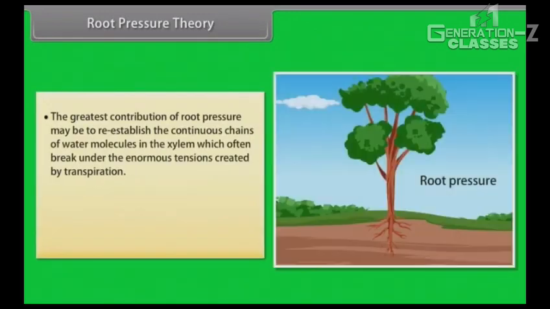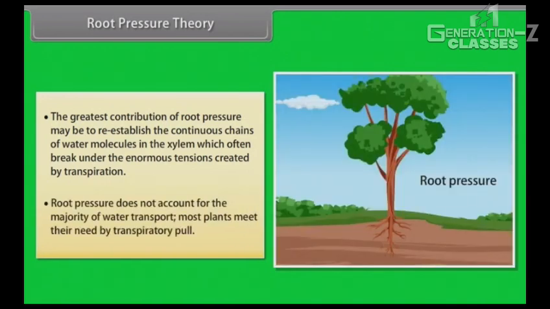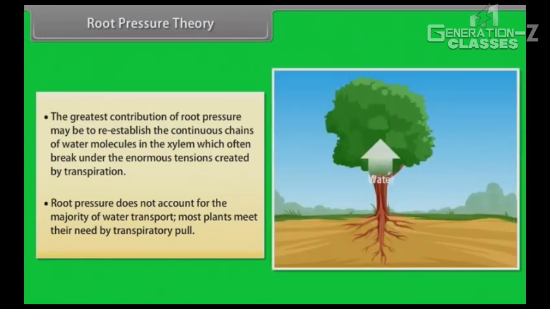The greatest contribution of root pressure may be to re-establish the continuous chains of water molecules in the xylem, which often break under the enormous tensions created by transpiration. Root pressure does not account for the majority of water transport. Most plants meet their need by transpiratory pull.